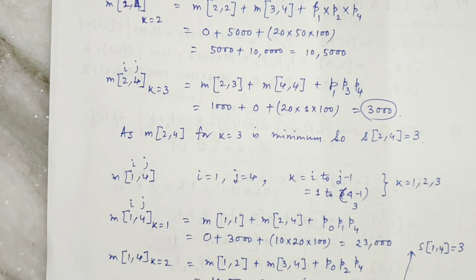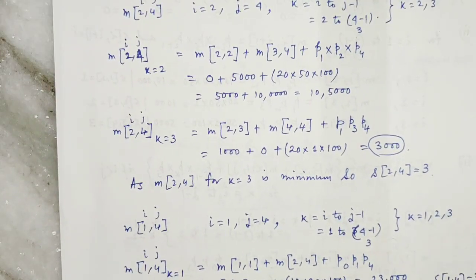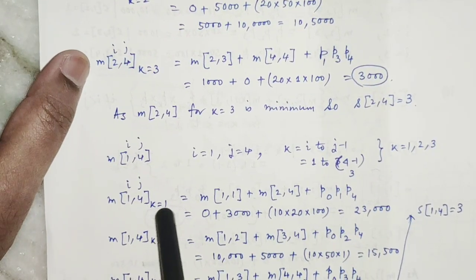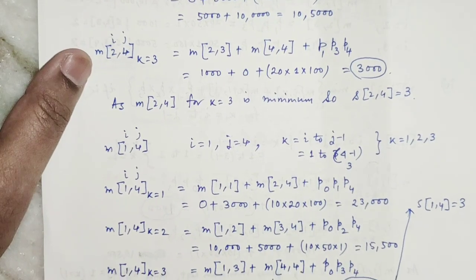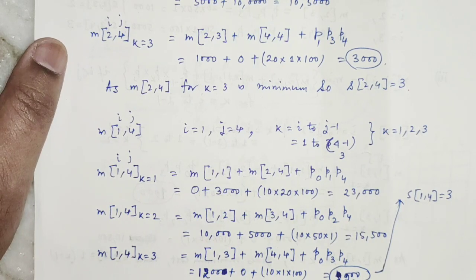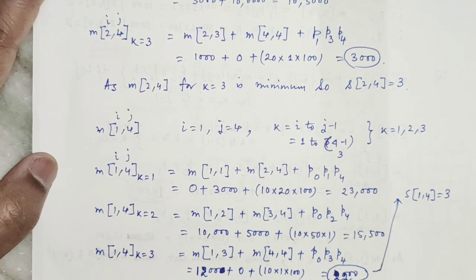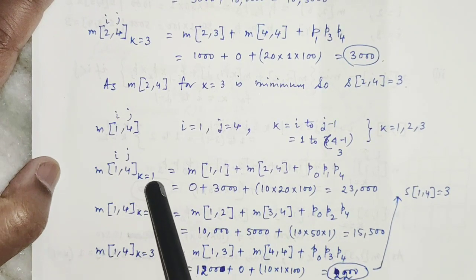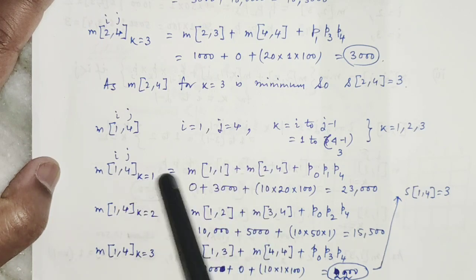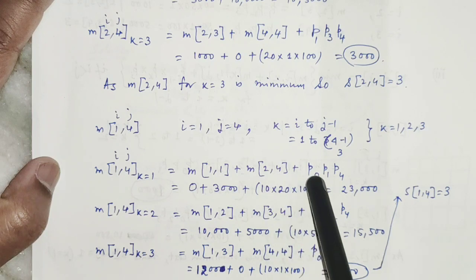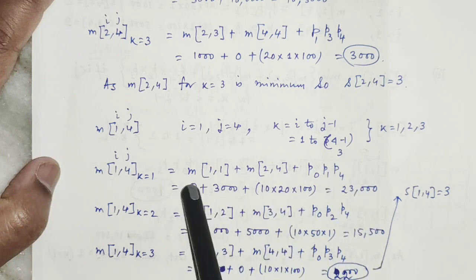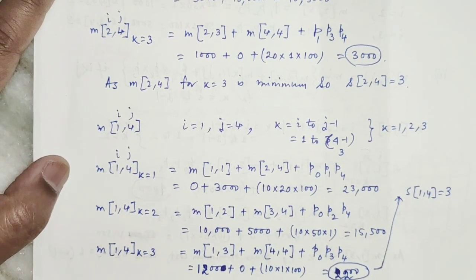The same formula which you applied for calculating m of 2 4 needs to be applied here. So for k equals 1, you calculate the value for m of 1 4, then for k equals 2, and at the same time you apply k equals 3 in the formula. So m of 1 4 when k equals 1, the formula again I am repeating, that is m of i to k, that is 1 to 1, plus m of k plus 1 up to j, that is 2 to 4, plus p of i minus 1, that is p0, p of k, that is p1, into p of j, that is p4. Putting in the values you get 23,000 as a result.